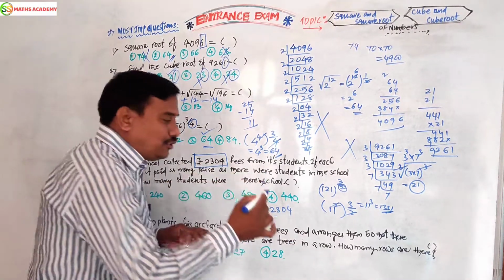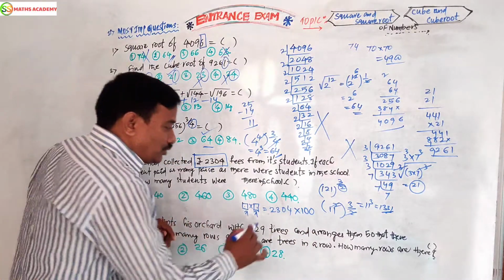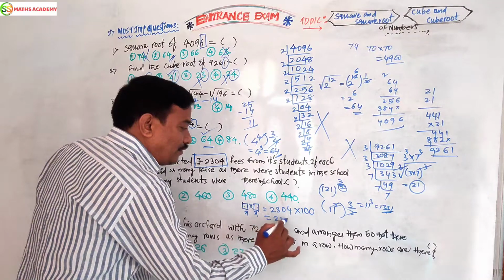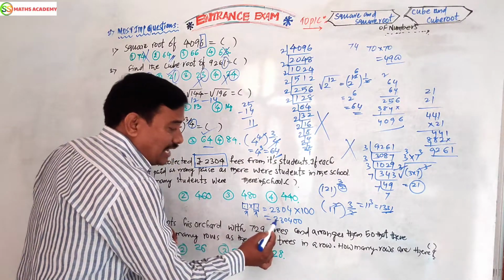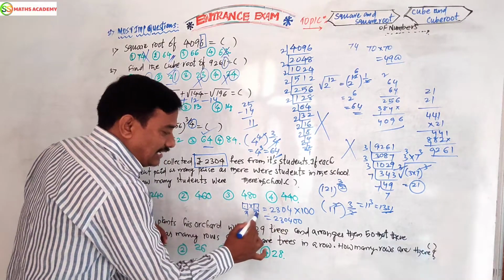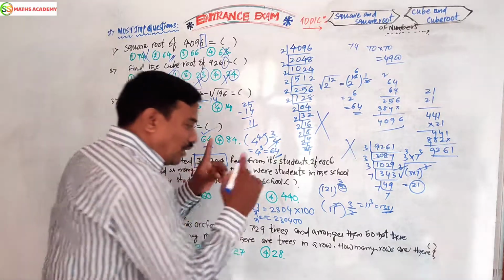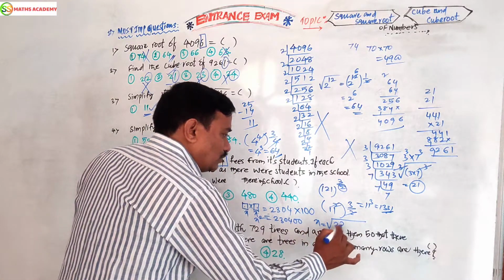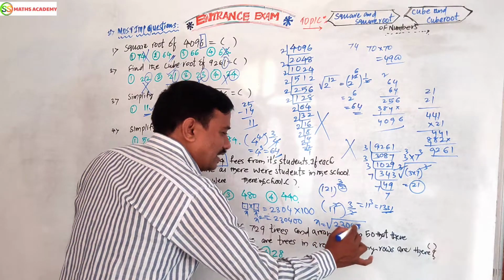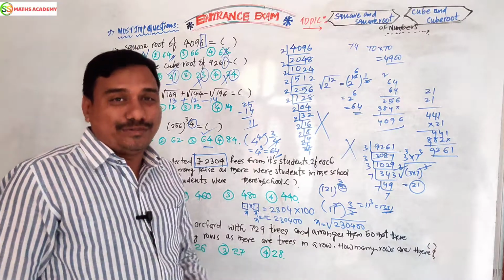Rupees converted into paisa. We know 1 rupee consists of 100 paisa. So 2304 into 100 is 2,30,400. x into x, x square. x square equals this value. You want x. x equals the square root of 2,30,400. But many students don't know the square root of this number.